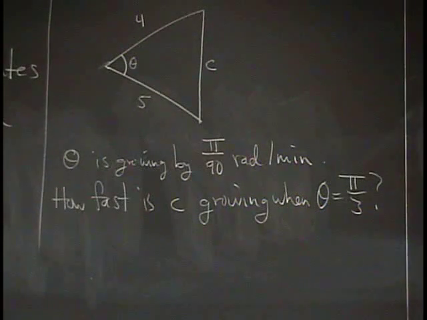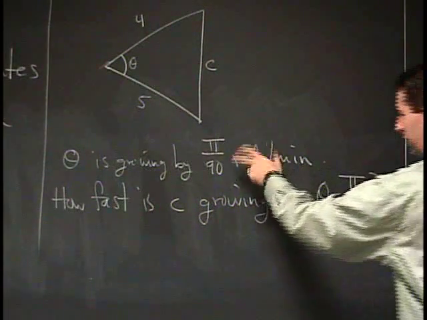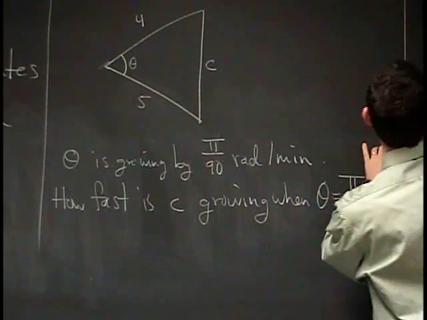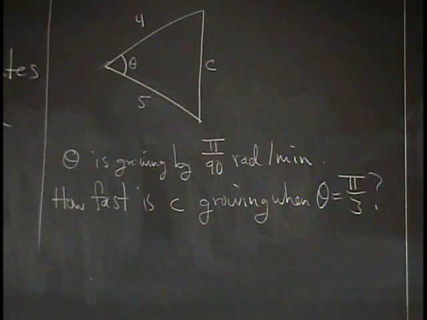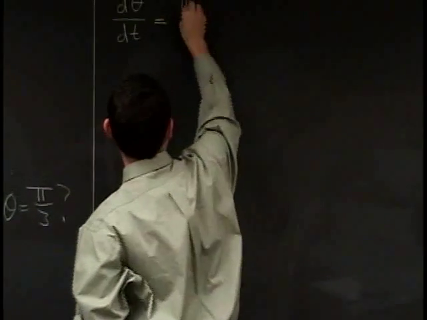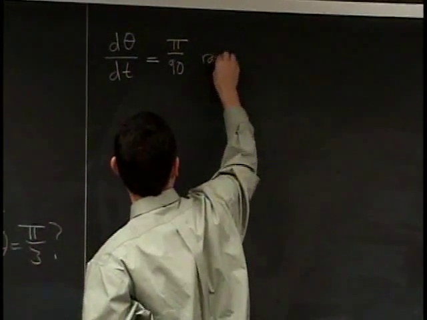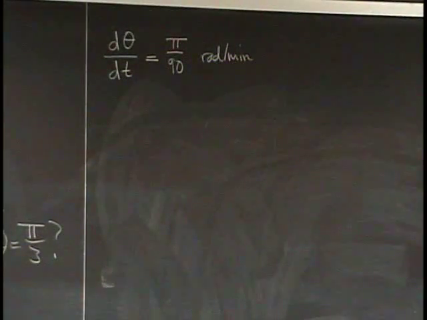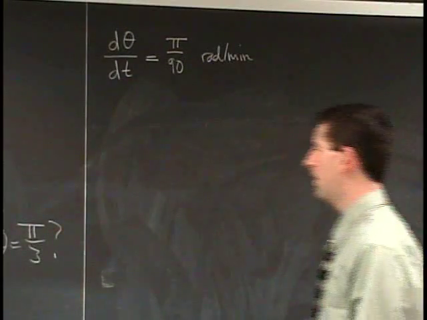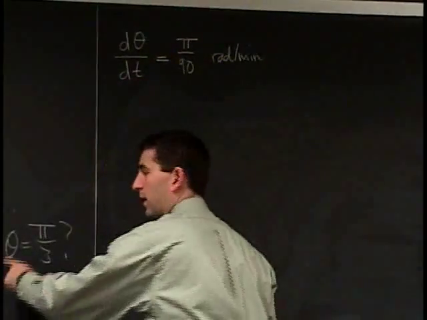So we have to translate this into math, yeah? So how do I translate this first statement? d theta over dt. T for time, right? Since this is happening per minute, we like to use t for time. So d theta over dt is equal to pi over 90. Exactly. So the rate of change of theta with respect to time is pi over 90 radians per minute. It's just a constant. It's constantly growing.